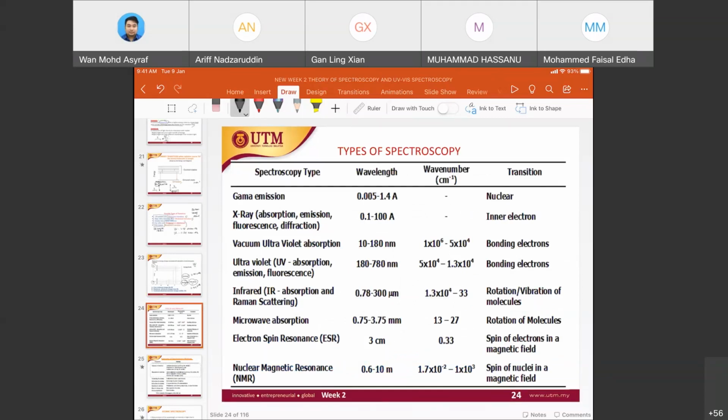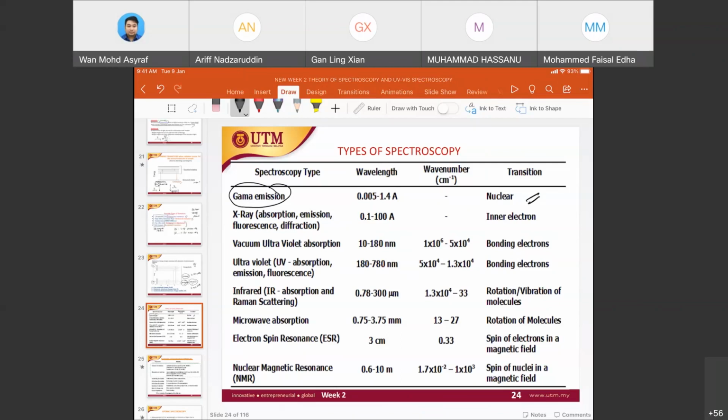These are the types of spectroscopy. Another transition. So for gamma emission, it is a nuclear transition. It interacts with your nucleus, inside your atoms, inside your molecules. So this gamma emission, because it is in very high energy, interacts nuclearly.